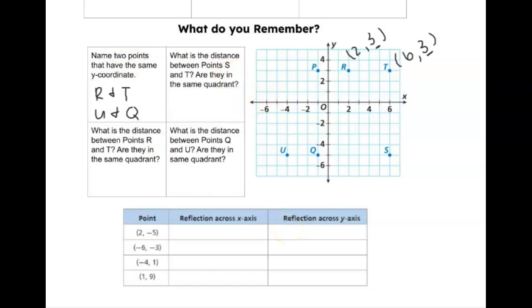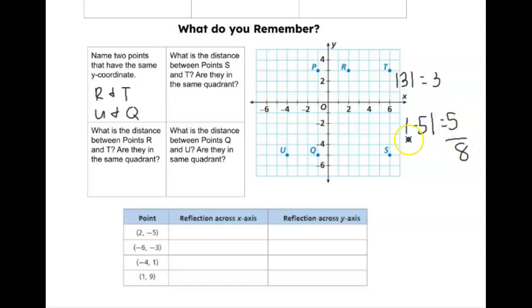What is the distance between point S and T? S and T are right here. To get from here to here, that's 1, 2, 3. So the absolute value of 3 is 3. To get from S to the line right here, we have 1, 2, 3, 4, 5. Because we're down at -5, the absolute value of -5 is 5. 5 plus 3 is 8. So 8 units. And we added them because they were in different quadrants. So no, they are not in the same quadrant.